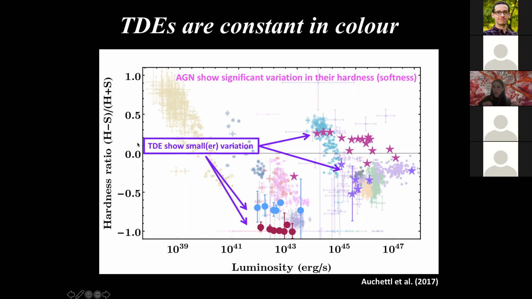This in particular is in X-rays, but we do see some similarities also in optical and UV behaviors. What we find is that TDEs show little to no variation in their color, or their softness or hardness ratio, during the decay of their flare. As the flare brightens and decays, it tends to be relatively constant with time in X-rays. This is in stark contrast to AGN, which show quite a lot more variation in emission. AGN tend to become softer when they become brighter, and as they become fainter, they become harder in emission. TDEs don't show that; they're constant in their color, their temperature, and essentially their softness.